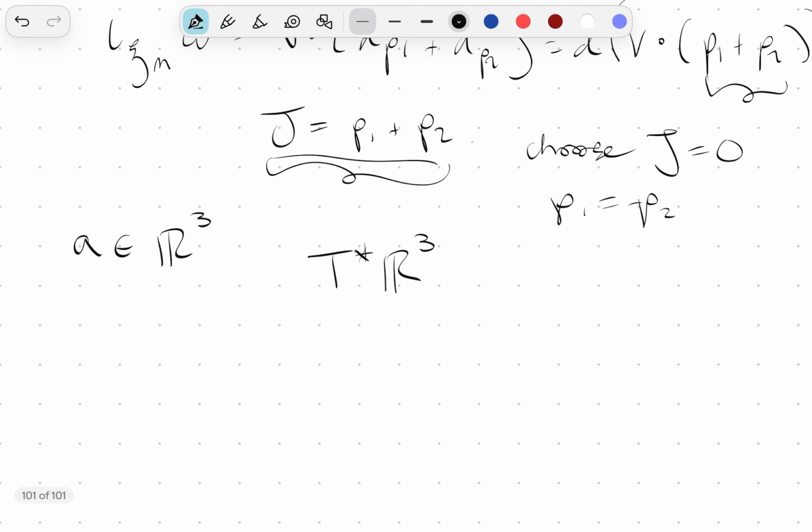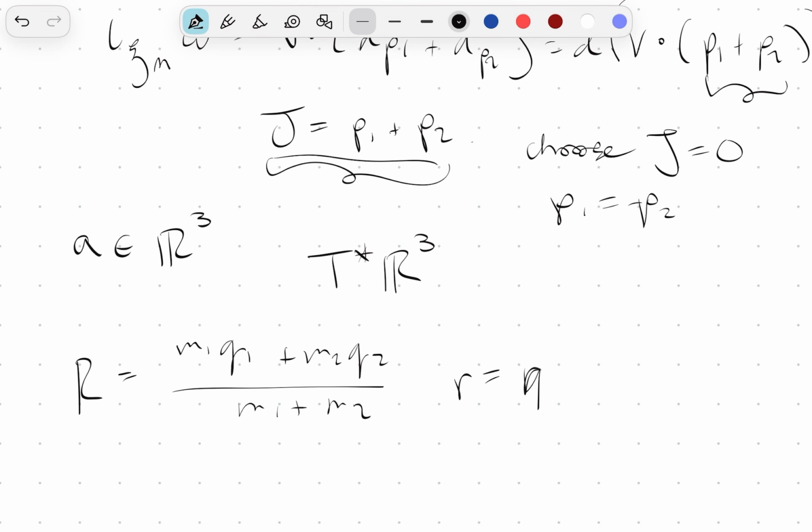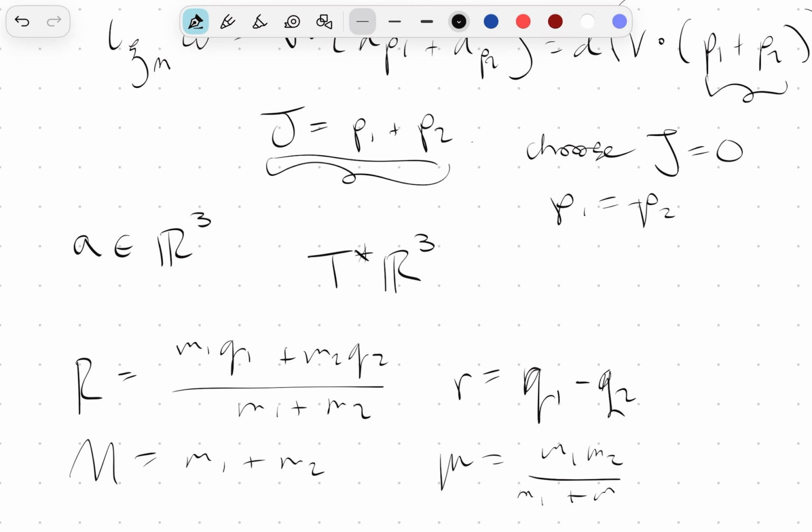To make this explicit, we can introduce a linear change of variable. Let's call capital R equal to M1 Q1 plus M2 Q2 over M1 plus M2. And then the relative coordinate will be the difference, Q1 minus Q2. The total mass will just be M1 plus M2. And the reduced mass will be M1 M2 over M1 plus M2.